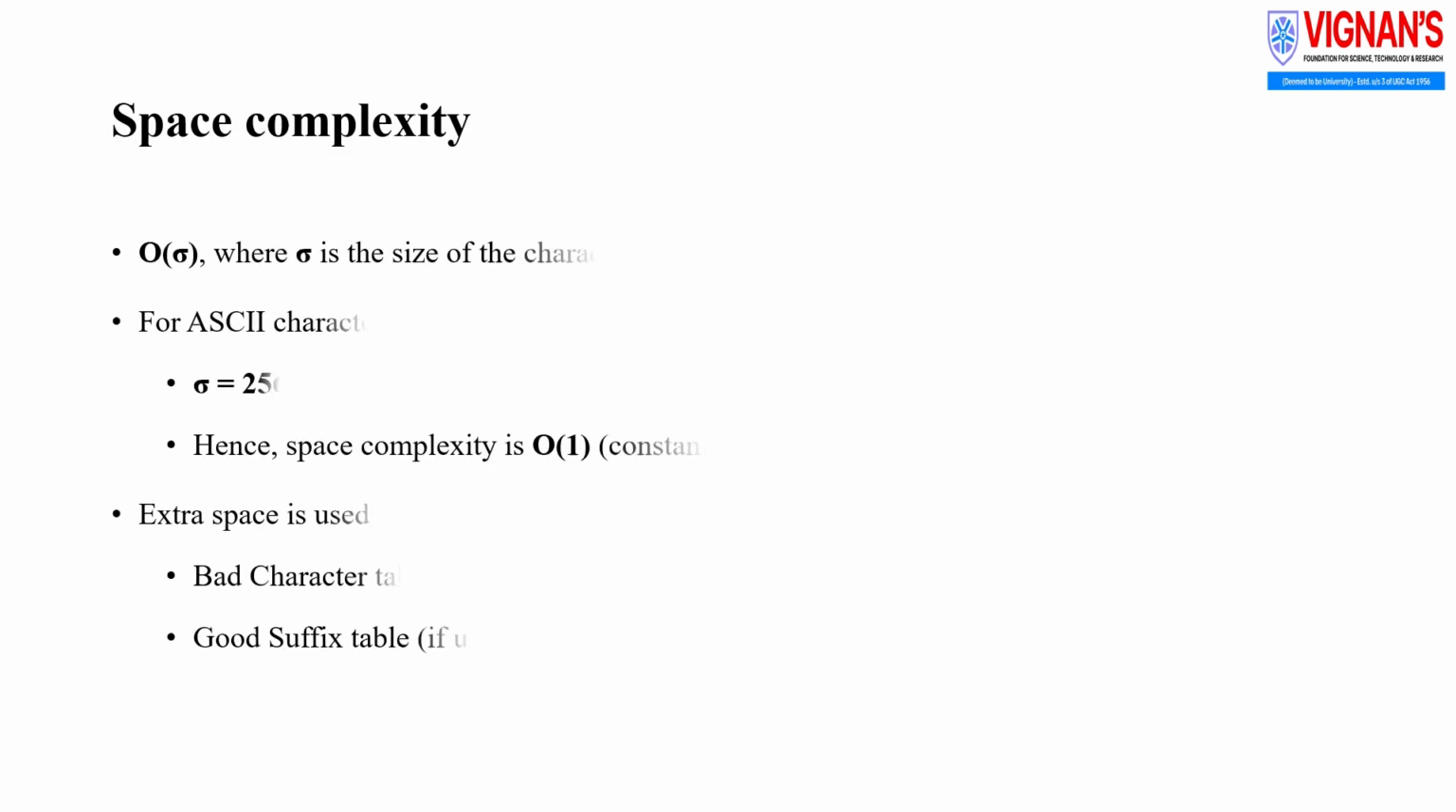Space complexity of the Boyer-Moore algorithm. The space complexity is O of sigma, where sigma represents the size of the character set. For ASCII characters, the value of sigma is 256. Since this value is fixed, the space complexity becomes O of 1, which means constant space. Extra space is mainly used for two tables, the bad character table and the good suffix table if it is used.